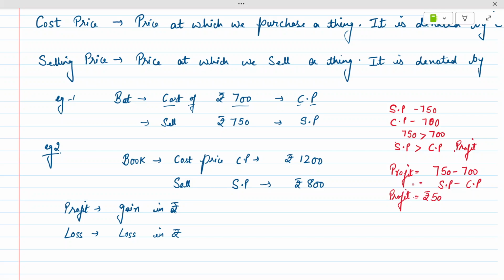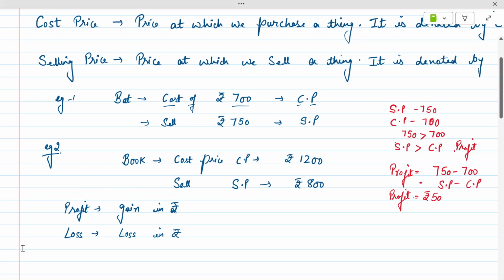Okay. So again, I'm telling you that selling price is the price at which I'm selling it. I'm selling it at 750. I bought it at 700. So I am selling it at a higher price, and we can calculate the profit using the difference between the selling price and the cost price, which is 750 minus 700, and this is rupees 50 in this case. So this is the profit we are making here.